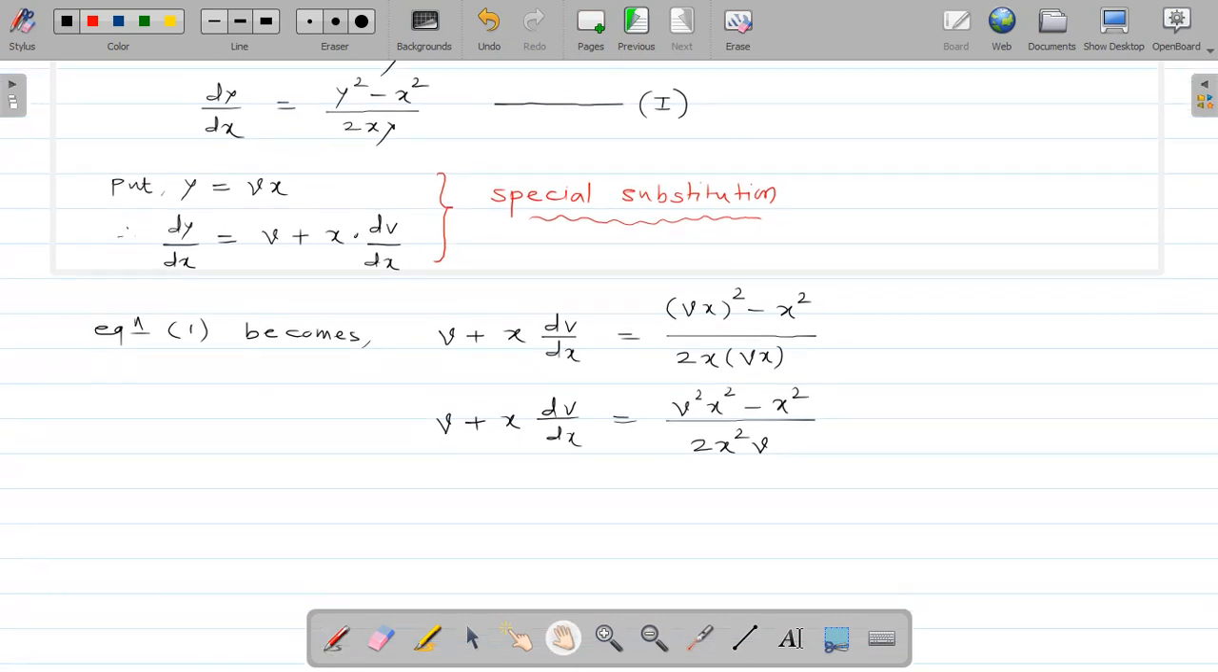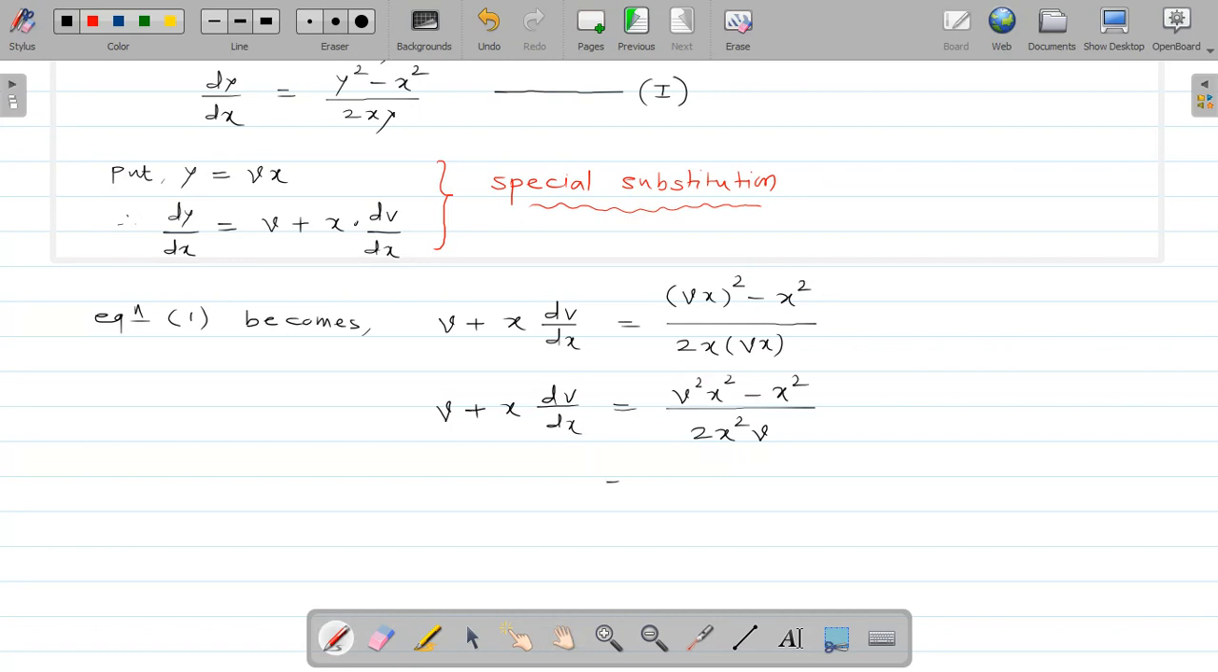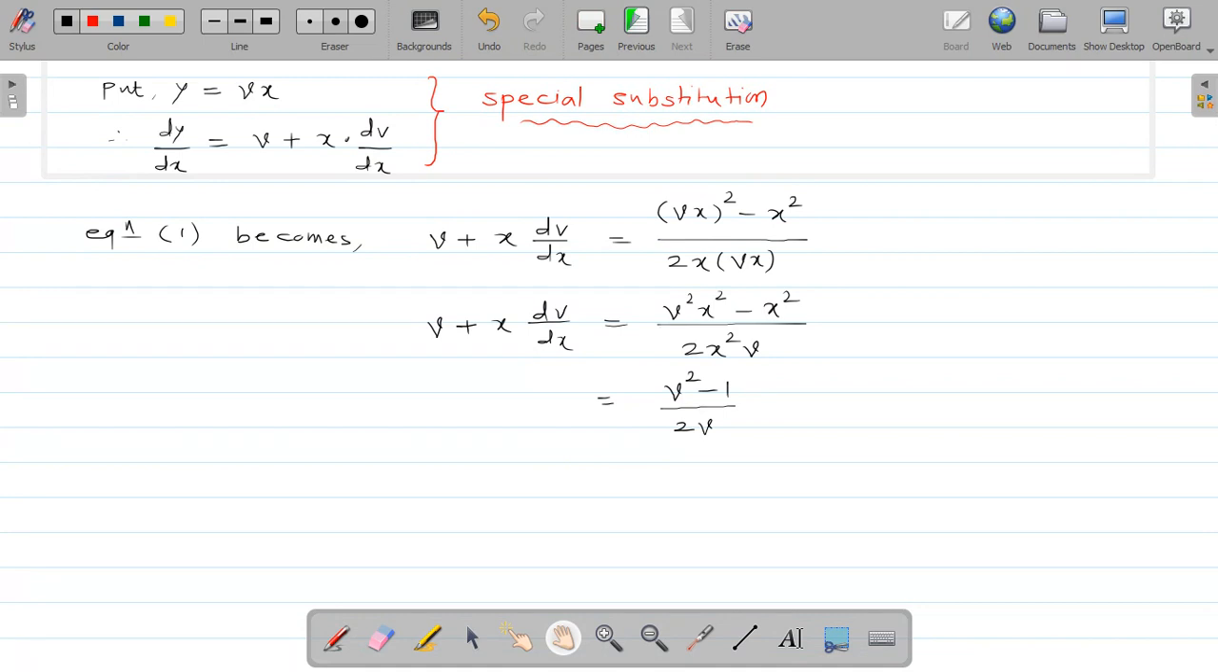Now if you observe the right hand side again, then you will get the simplification here. After taking x square common from both numerator and denominator, x square will get cancelled and hence you will get (v square minus 1) upon 2v. Okay, so now we have to use the variable separable method. So hence what will you get? You shift this v to the right hand side, so we get x into dv by dx is equal to (v square minus 1) upon 2v minus v.